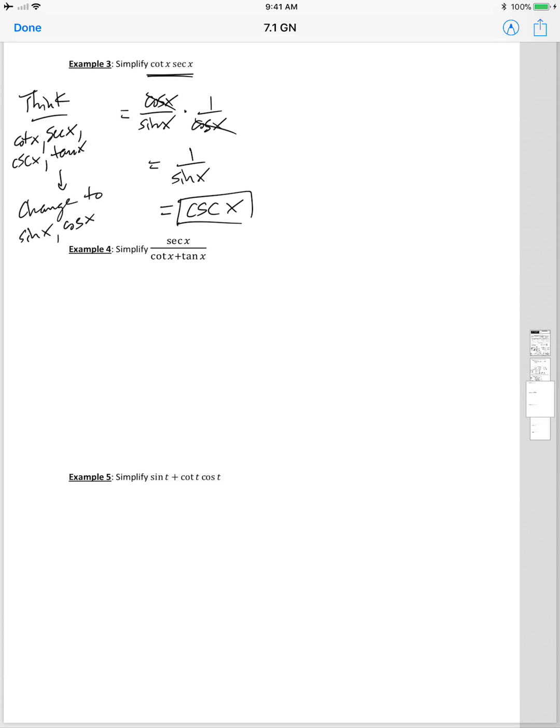For example 4, I see the same thing. I see cotangent, secant, cosecant, tangent. I'm going to change it to sine and cosine. So this equals 1 over the cosine of x, all over cosine of x over sine of x, plus tangent is sine over cosine.